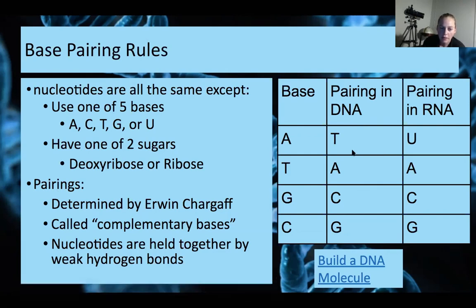Now, these pairings were determined by a man named Erwin Chargaff, and we'll look at him a little bit more in just a second, and he called them complementary bases. Watson and Crick used some of this information in building their model when they realized that Erwin Chargaff had determined that A's and T's were always present in the same amount and C's and G's were always present in the same amount. They used that to determine these base pairing rules.